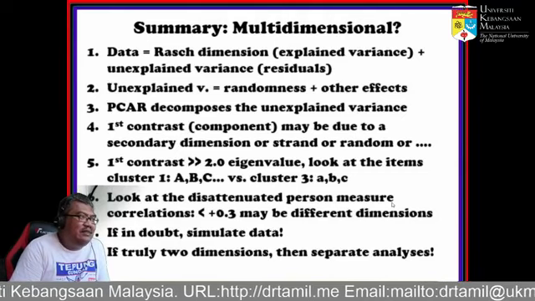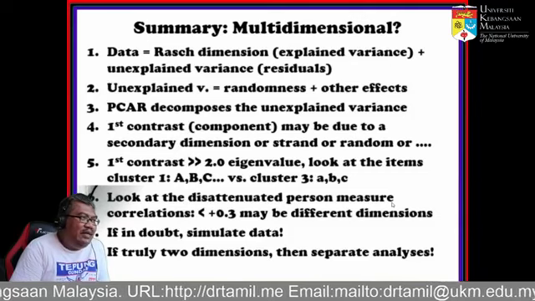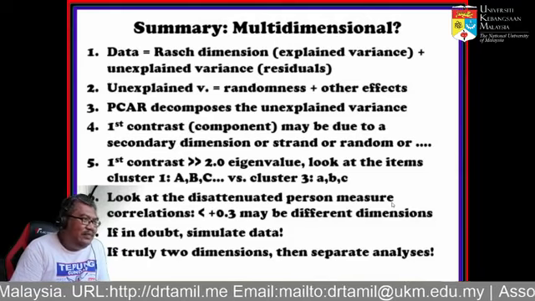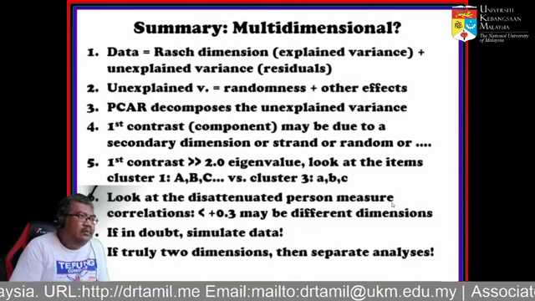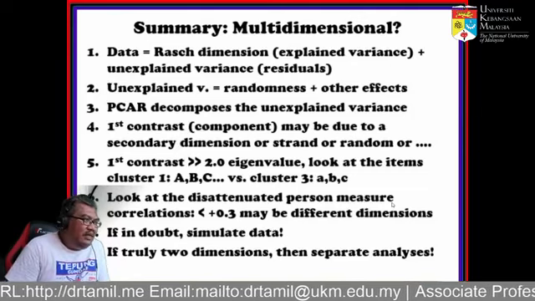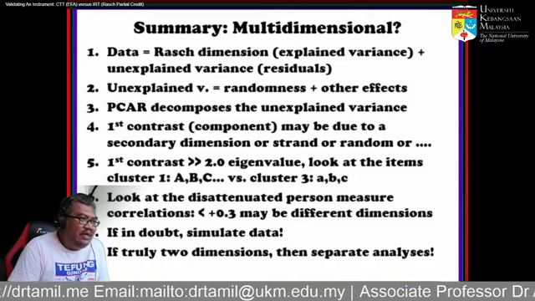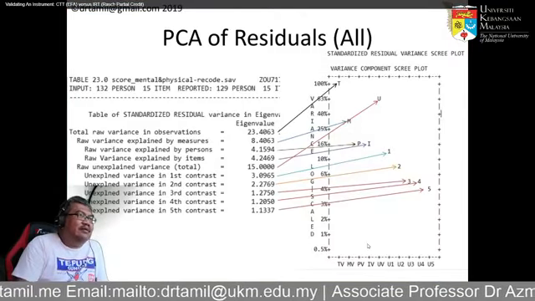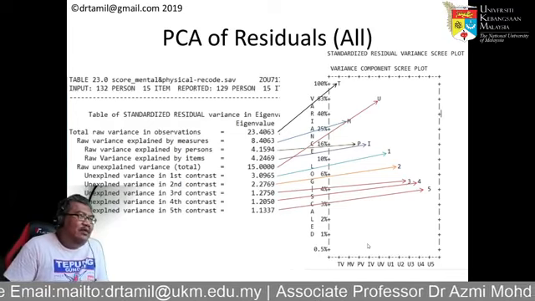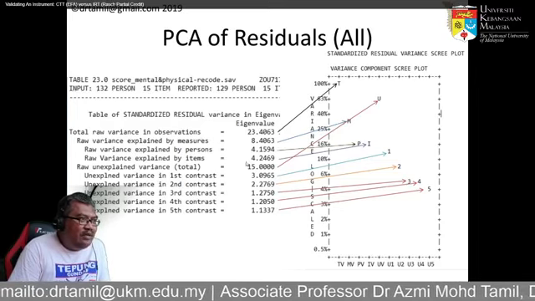If the first contrast is larger than 2.0 eigenvalue, we will look at cluster 1 A, B and C versus cluster 3 A, B and C. So if it is true, there may be a different dimension. Okay, then if it is proven to be two dimensions, then you will do a separate analysis. Okay, so this is for the quality of life with those 15 questions. Because there are 15 questions, the raw unexplained variance automatically becomes 15.